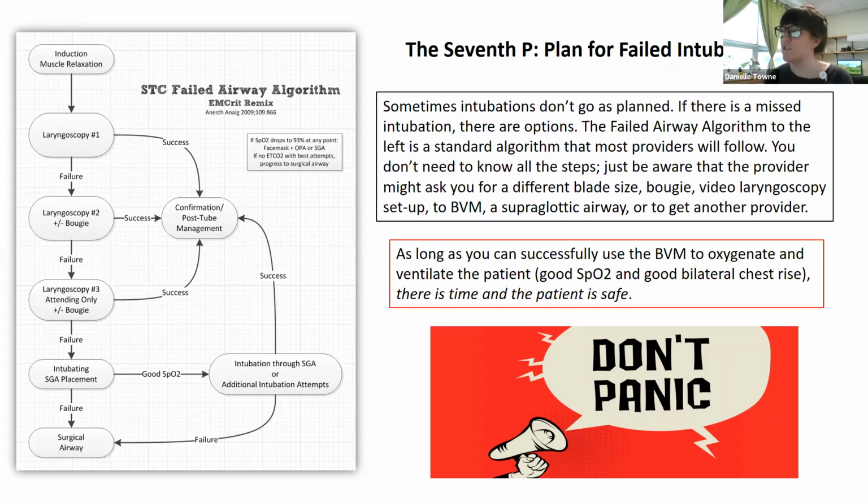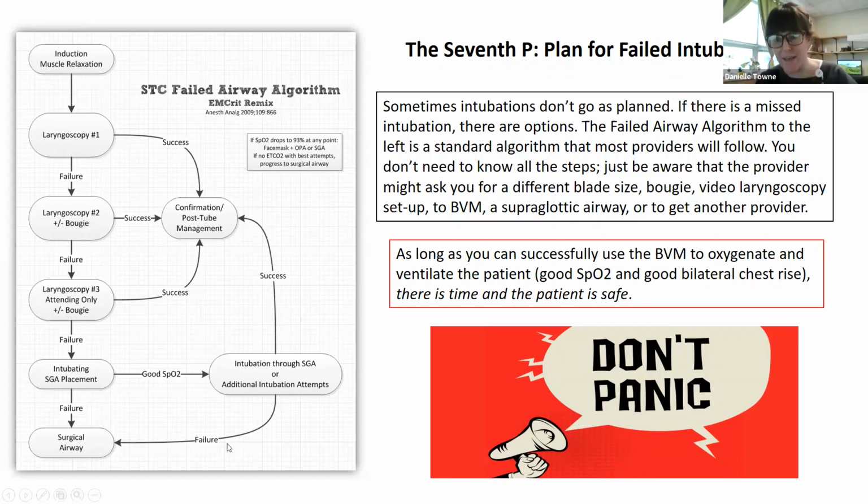All right, and as long as you can successfully use the BVM to oxygenate and ventilate the patient, you get a good SpO2, you get good chest rise, then you have time. The patient is safe. You have time to figure out a plan. You're not in a can't ventilate, can't oxygenate situation. And that is an emergent situation that would potentially require going to this surgical airway.